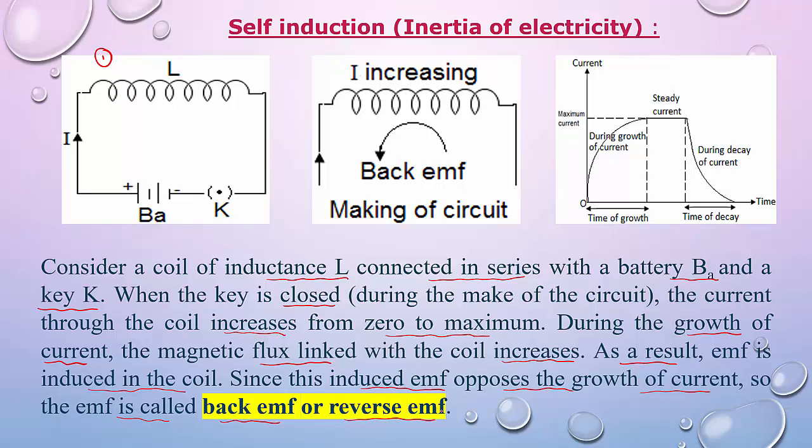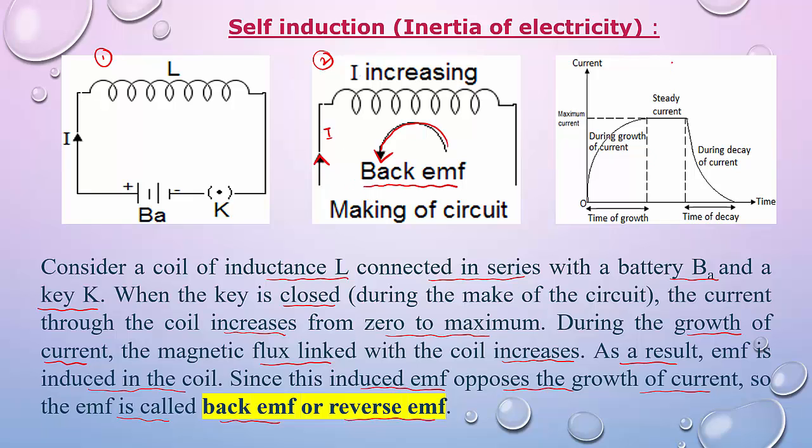What happens here? We considered a battery, plug key and helical coil. They are connected in series. Current is increasing from 0 to maximum. Because of the increasing current, because of the growth of the current, induced EMF takes place. So this induced EMF opposes the growth of the current. You can observe this second diagram here. As the current is increasing, you can observe this is the direction of the current. When the current is increasing, induced EMF takes place in the opposite direction. It opposes the growth of the current. So we are going to call it back EMF.